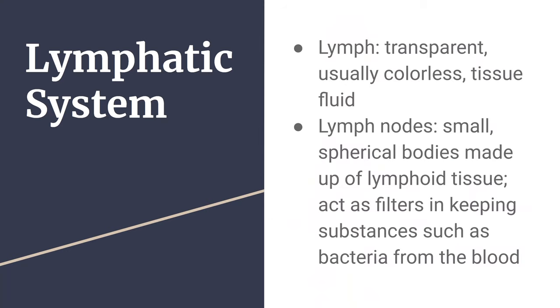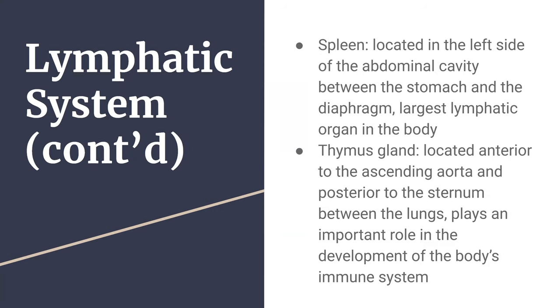Now, the lymph is a transparent, usually colorless tissue fluid. The lymph nodes are small spherical bodies made up of lymphoid tissue, and they act as filters in keeping substances such as bacteria from the blood. The spleen is located in the left side of the abdominal cavity, between the stomach and the diaphragm. It's the largest lymphatic organ in the body. The thymus gland is located anterior to the ascending aorta and posterior to the sternum between the lungs. It plays an important role in the development of the body's immune system.